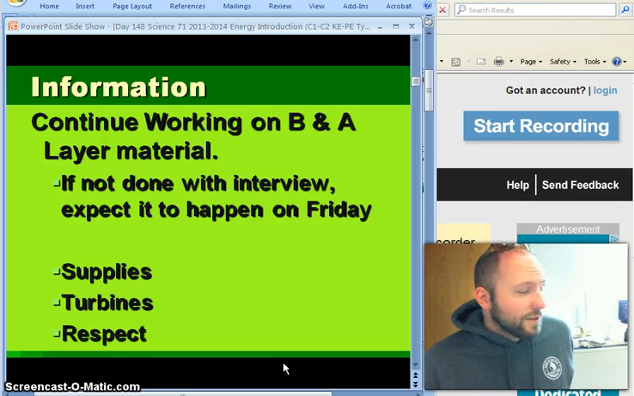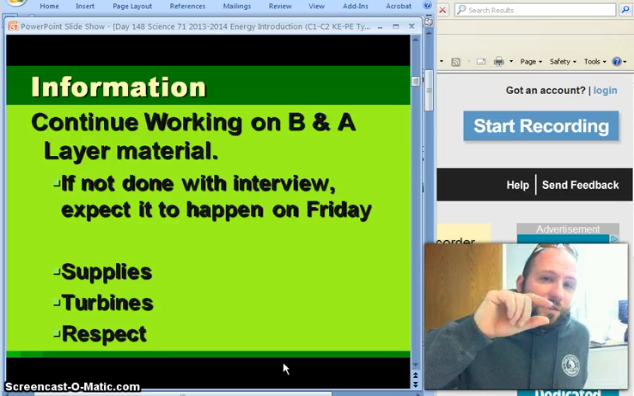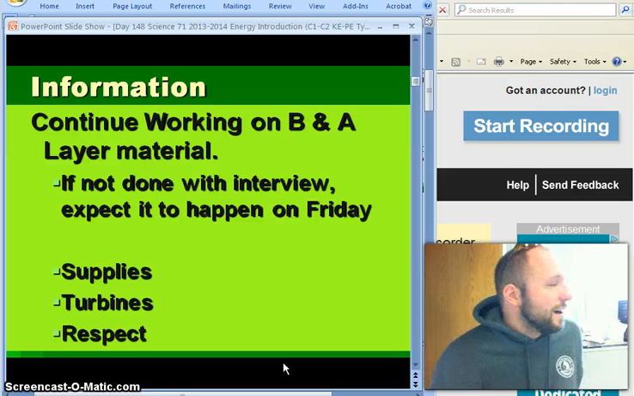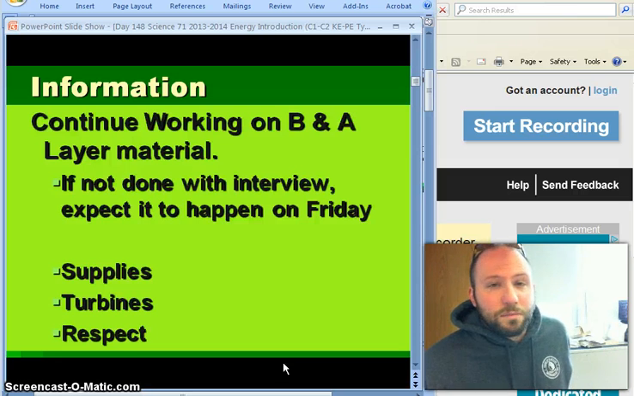Speaking of B7 turbines, there is 2 stations set up for wind turbines. Again, a reminder, respect for the supplies, but also please remember to loosen the front spool on the black hub at the top of the wind turbine. That'll keep them from stripping the wood dowels.